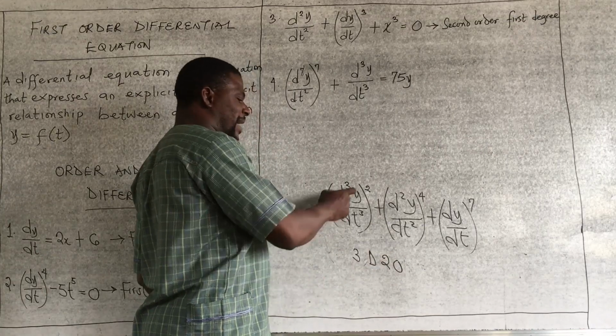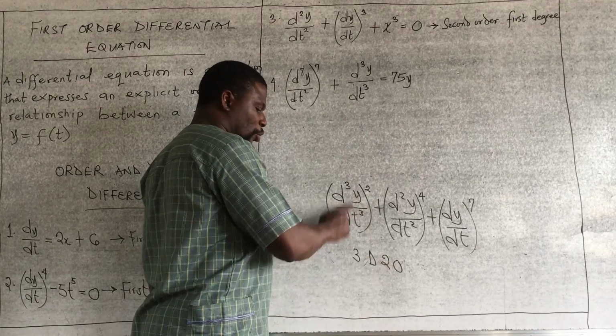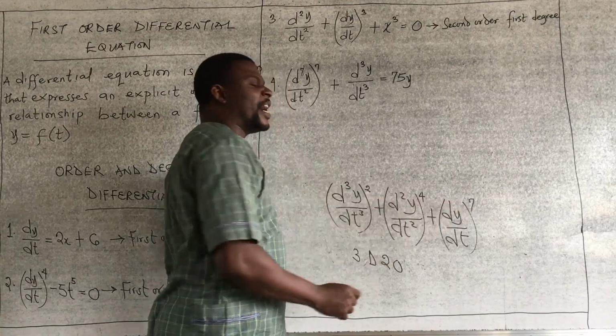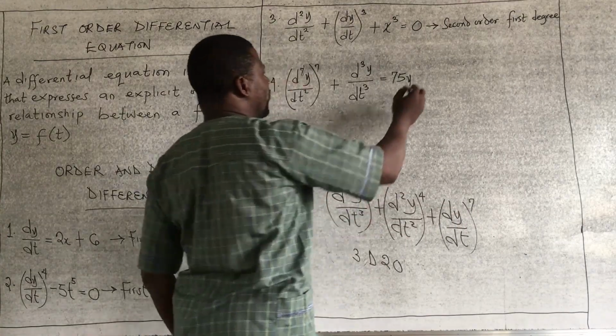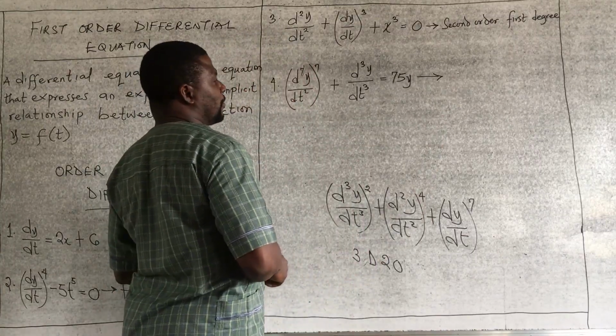Why? Because this one carries the highest order, so it's the one that will determine the degree. So third order, second degree. I won't say because this one has the highest power, then I'll go and take it. No.